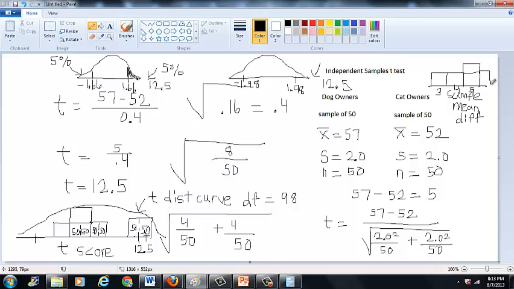In order for this test to work properly, the curve that goes around the sample mean differences has to be a normal shape. Because if the sample mean differences, which is the top of the t-score, have a normal shape, then the t-scores will have a t-distribution curve. It'll have the correct type of t-distribution curve that we want it to.